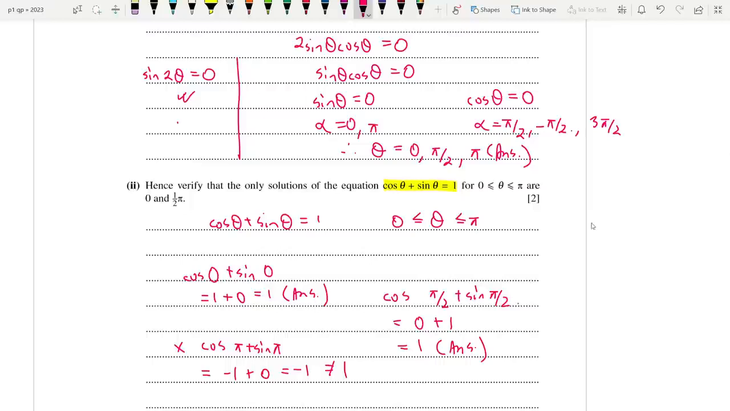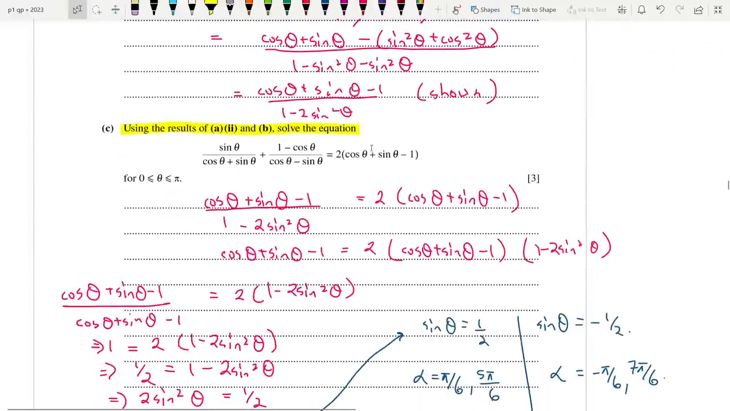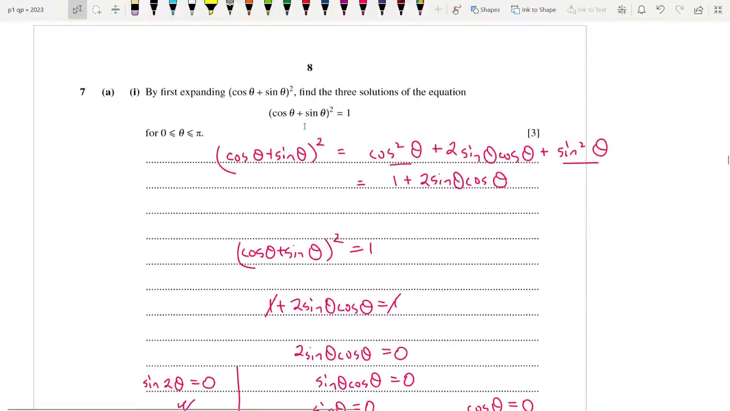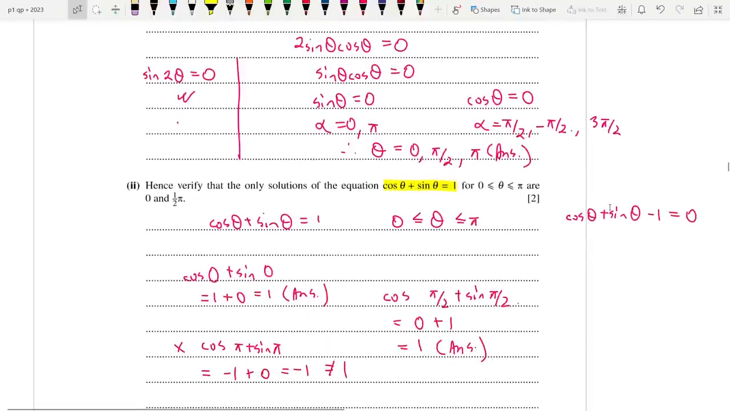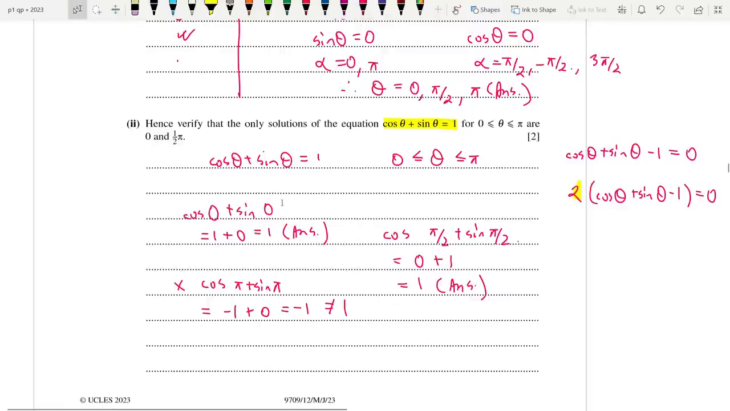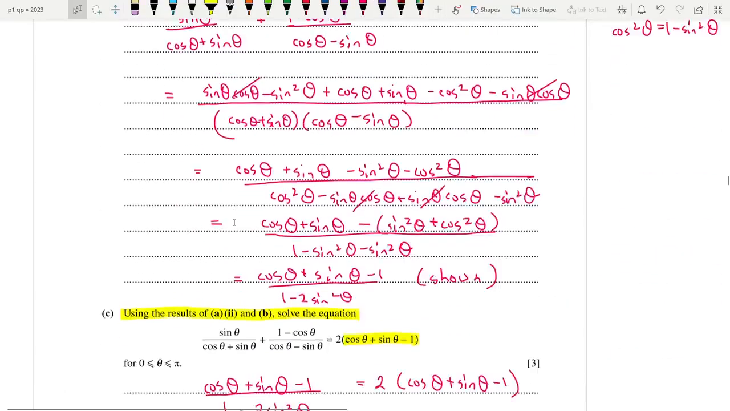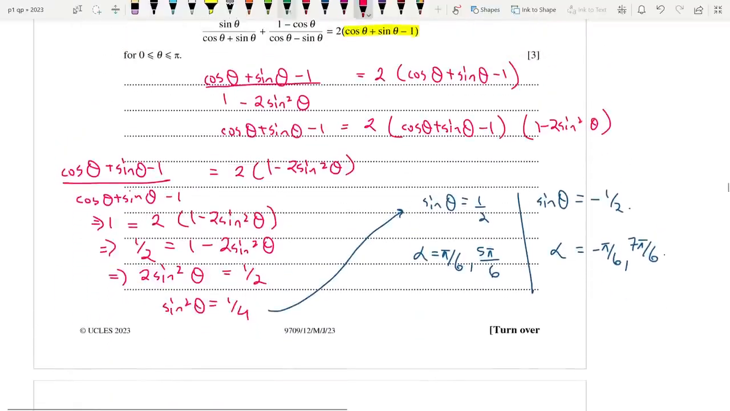Check this. This equation could be written as cos theta plus sine theta minus 1 equals 0. And over here, see, cos theta plus sine theta minus 1. We have that thing in common. Even here, look, we had that. Cos theta plus sine theta minus 1. It doesn't matter if you have a 2 up front. Even if you have a 2 up front, same. You are going to get two solutions, 0 and pi by 2. So if you solve it this way, we are going to miss two solutions.